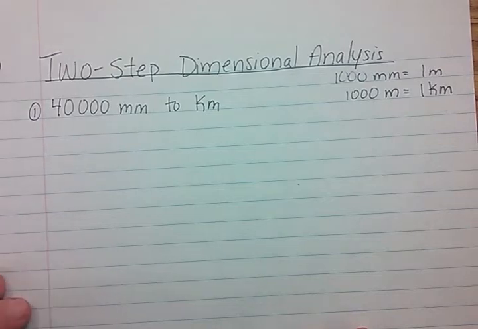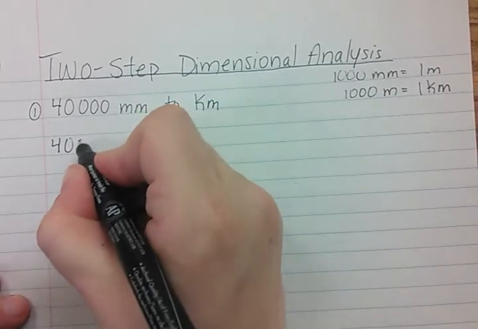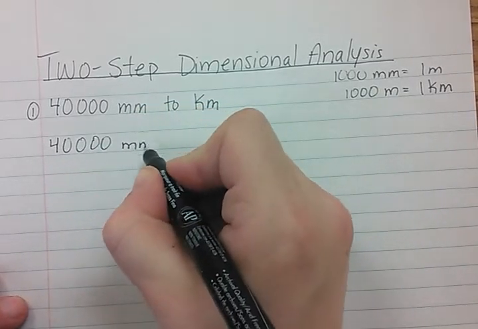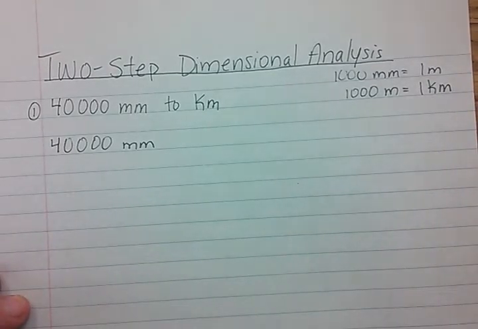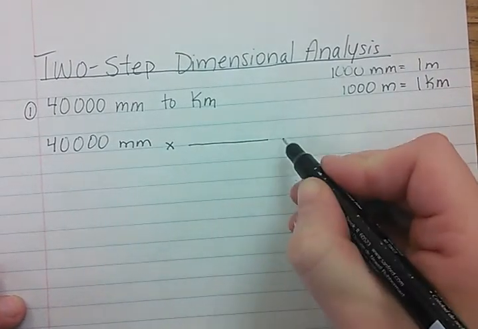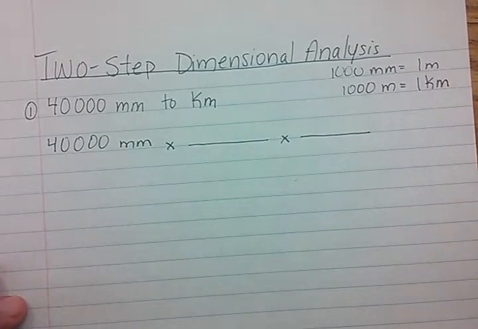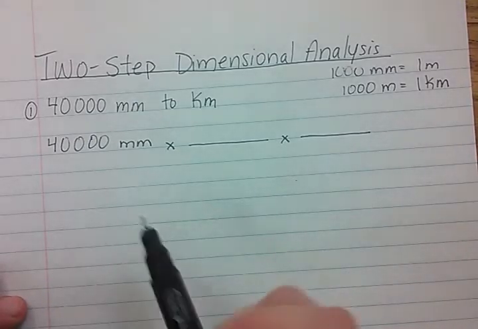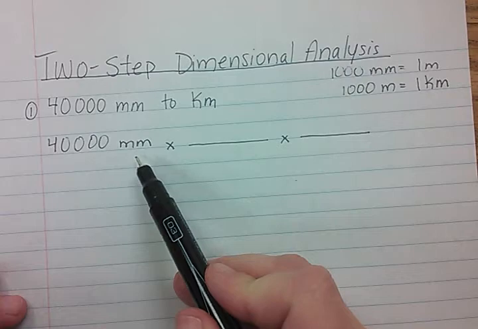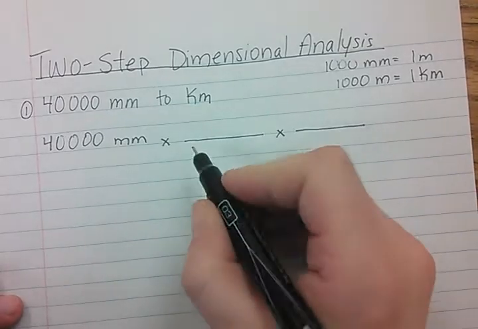The next thing we do is write down what we're converting on the left-hand side of our page. Next, we want to set up as many fractions as we have conversion factors. And this is two-step dimensional analysis, so we've got two conversion factors. So we set up two fractions. Next, we want to do seek over have. So we have millimeters, and we're going to seek meters first. So we're going to put this first conversion factor in the first fraction.